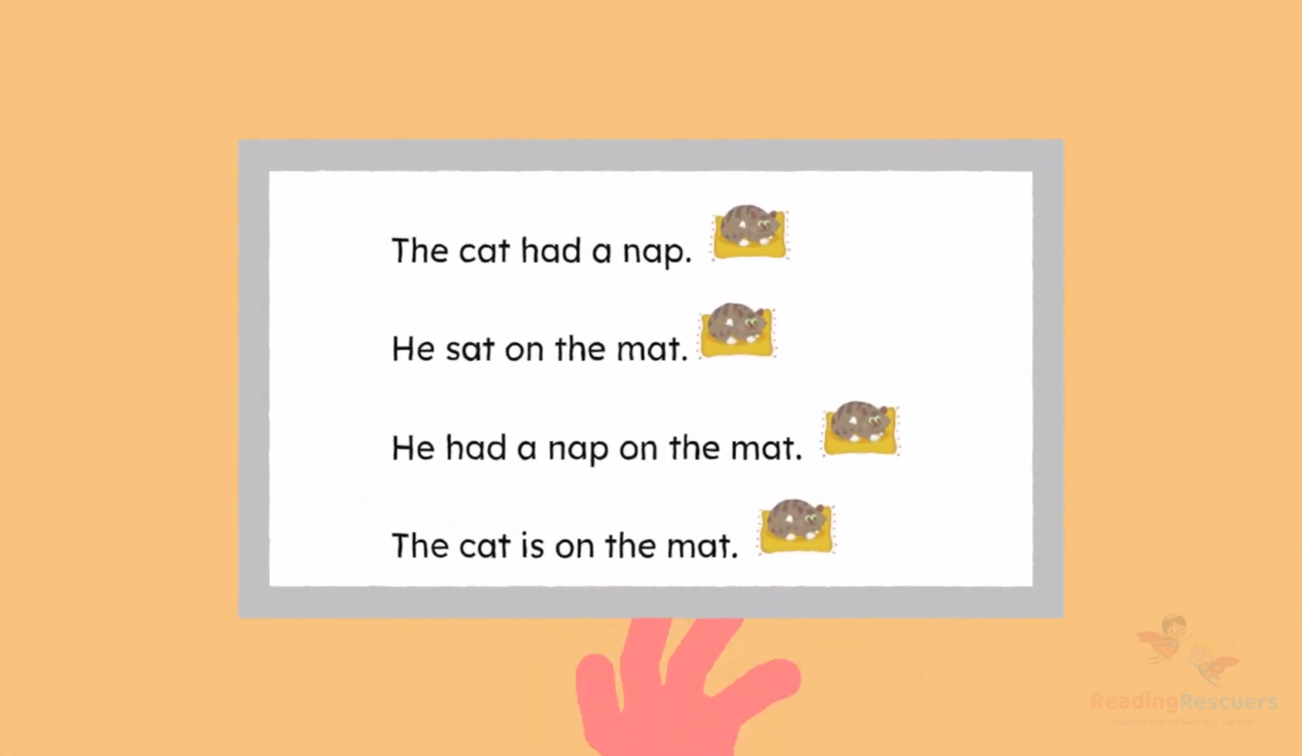The cat had a nap. He sat on the mat. He had a nap on the mat. The cat is on the mat.